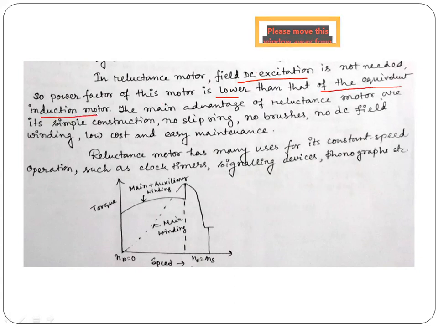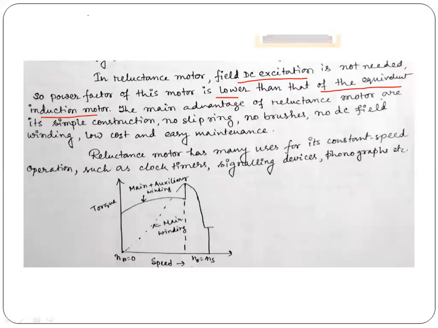The main advantages of the reluctance motor are its simple construction, no slip ring is required, no brushes, no DC winding, and low cost and easy maintenance. So these are the basic advantages of the reluctance motor. Reluctance motor has many uses for its constant speed operation, such as clock timers, signaling devices, photographs, etc.